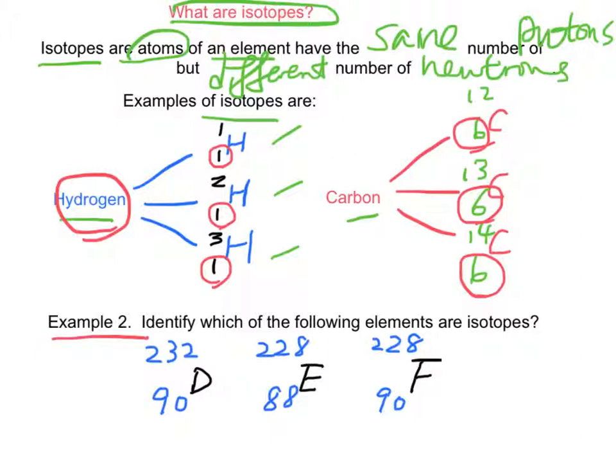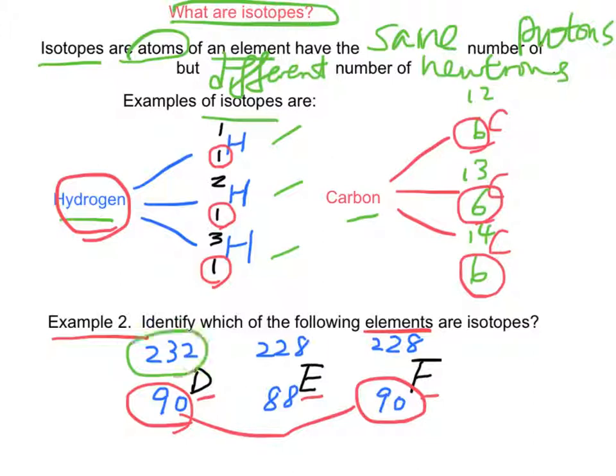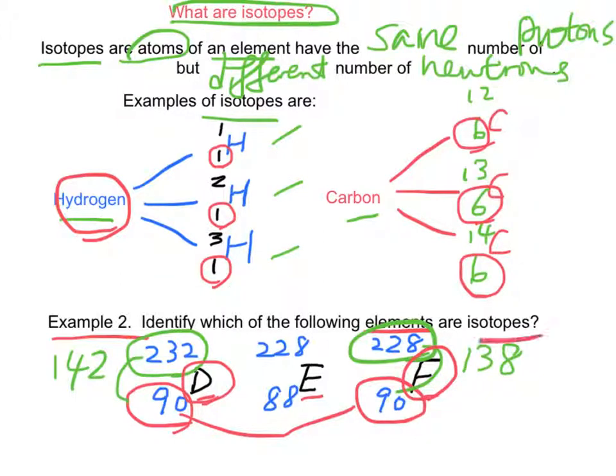Example 2. For the elements D, E, and F, only element D and element F have the same atomic number and different neutron number. For D, the number of neutrons is 142. For element F, the neutron number is 138. Hence, elements D and F are isotopes.